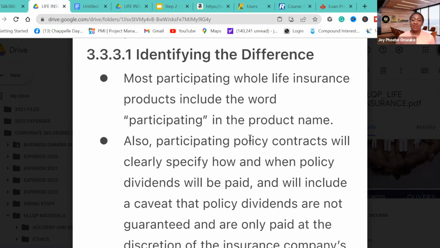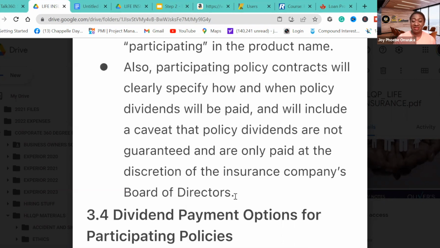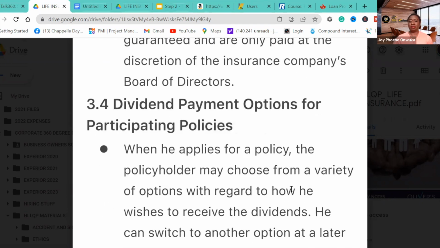Identifying the difference. Most participating whole life insurance products include the word participating in the product name. Also, a participating policy contract will clearly specify how and when policy dividends will be paid and will include a caveat that policy dividends are not guaranteed and are only paid at the discretion of the insurance company's board of directors. All right, dividend payment options for participating policies. Mark this one. You're going to see it in the exam.